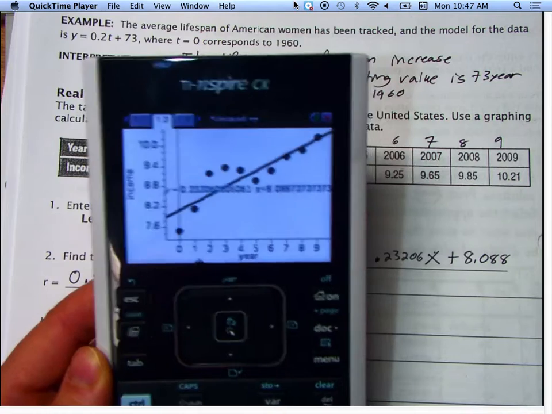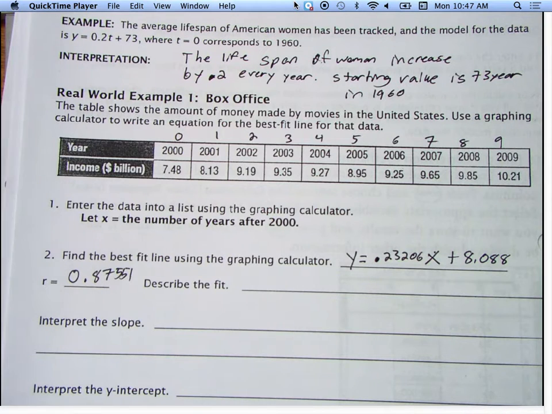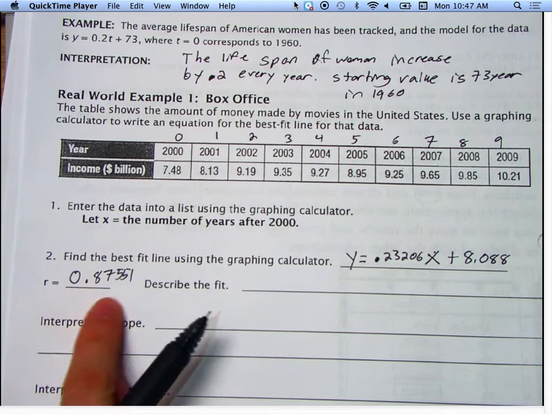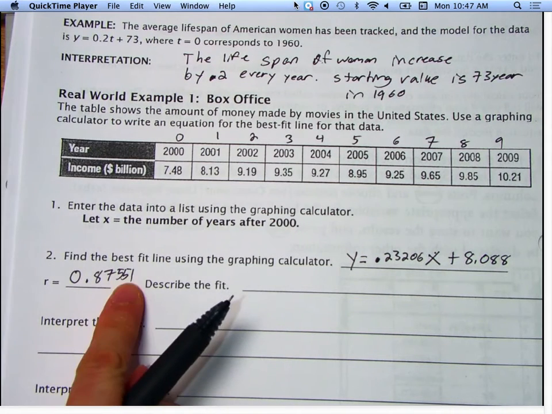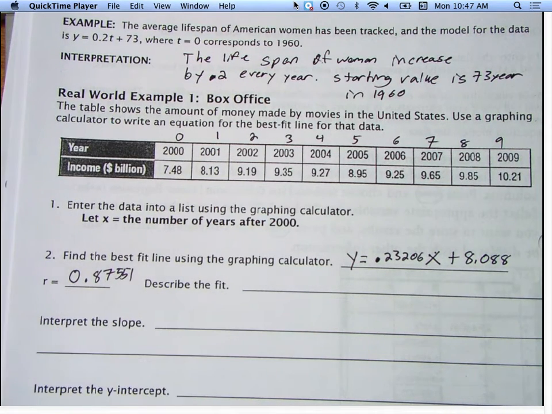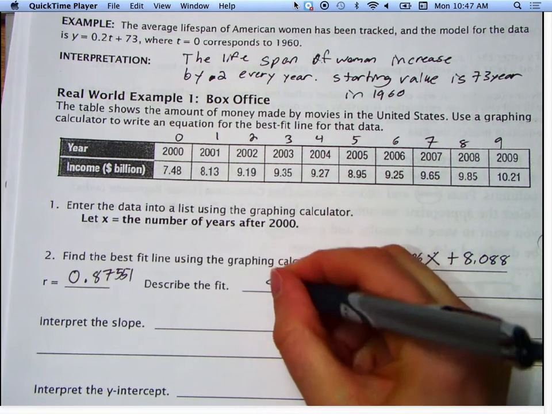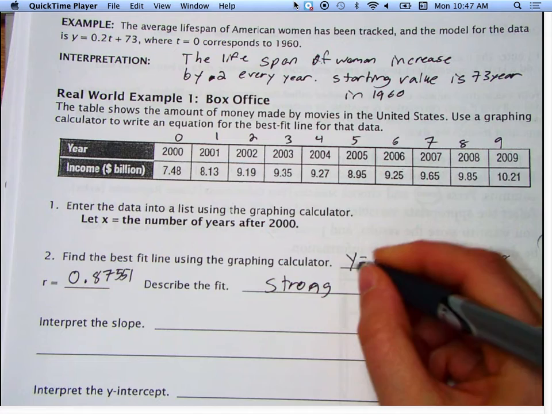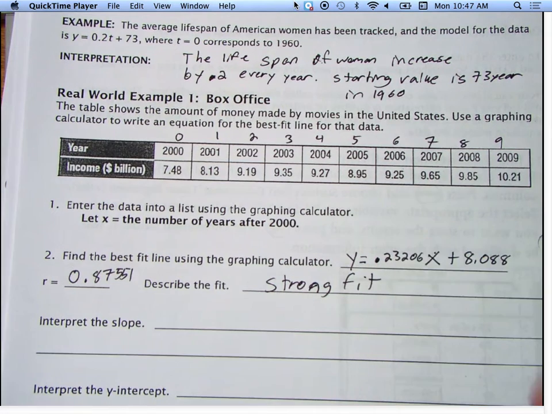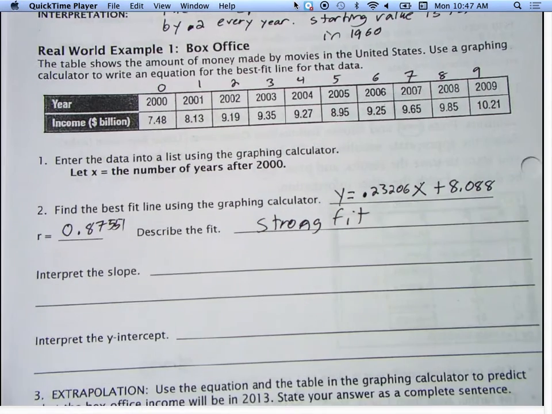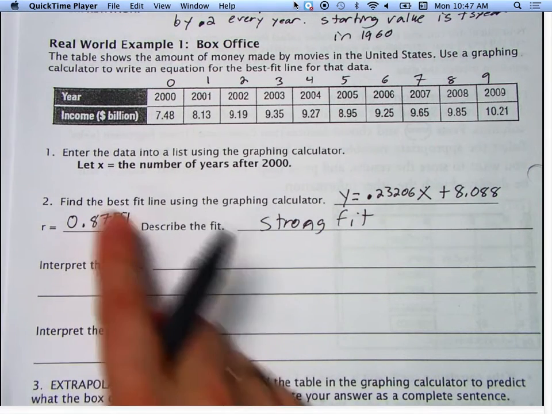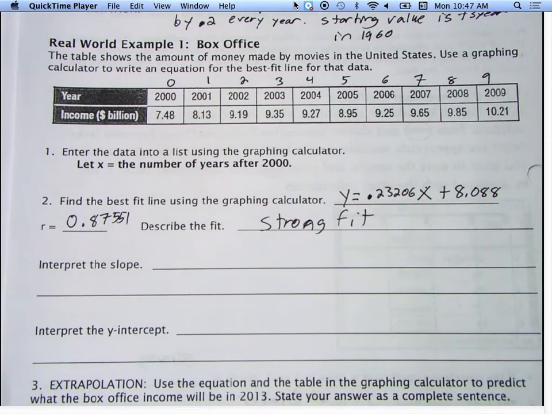Okay. So what do you guys think of the fit? Is it a good fit or a bad fit? What is the correlation coefficient? Is that close to 1? Is 0.8755 close to 1? Yeah. So I would say it was a strong fit, by how close it is to 1 or negative 1. And then you don't, but I wanted to show you.